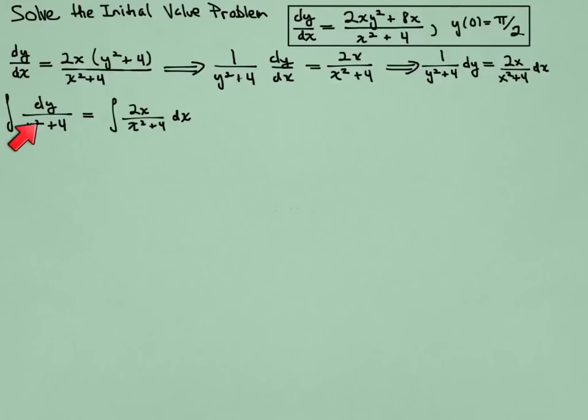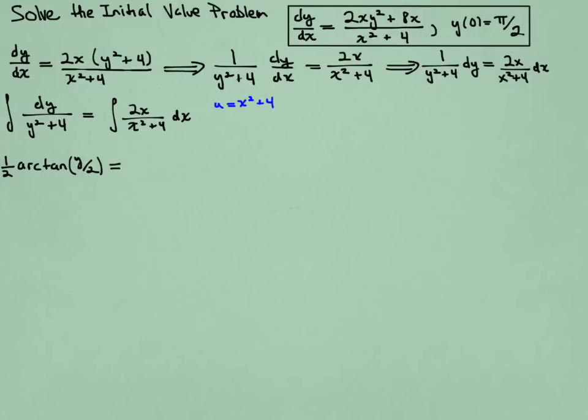Notice the differential tells you the variable of integration. In this case I'll be integrating with respect to y on the left and with respect to x on the right. The left hand side looks like an arctangent form, and in fact after adjusting for the constant of 4 here and using the arctangent formula, we'll have 1/2 arctangent of y over 2.